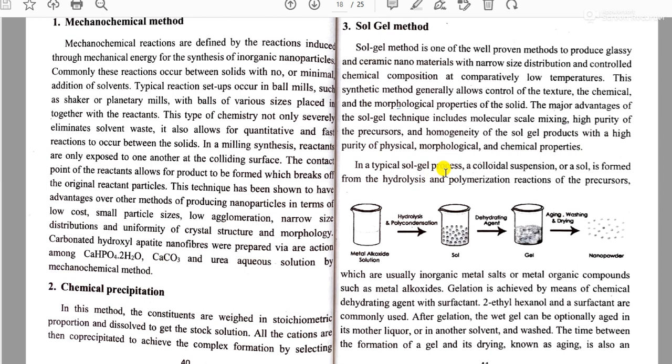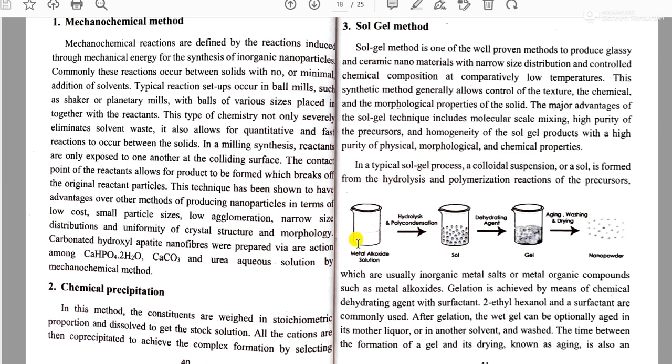So in a typical sol gel process, a colloidal suspension or a sol is formed from the hydrolysis and polymerization reactions of the precursor. Here you can see a picture in your text, a schematic representation of a typical sol gel method. In the first beaker, you take a metal alkoxide solution, which is the precursor used. From this metal alkoxide solution, you are going to prepare the metal oxide nanoparticle, the nano powder form.